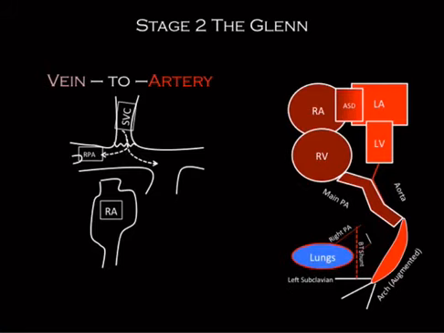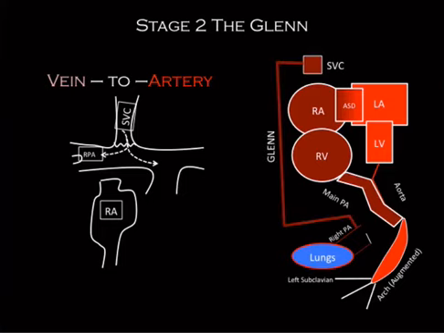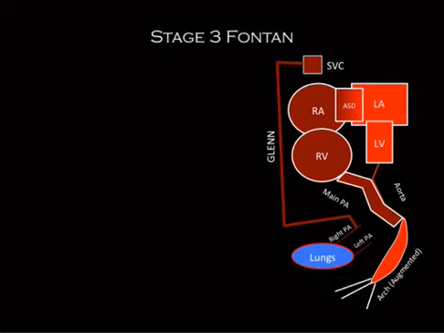the Glenn is placed. Now, the Glenn is a vein to an artery, so it's the SVC to the right pulmonary artery, something like this. So here's your SVC, and there's your Glenn. It's sort of bypassing the heart, and it's just passive blood return. Now, the last procedure that's done, around 1.5 years to 5 years, is the Fontan procedure.